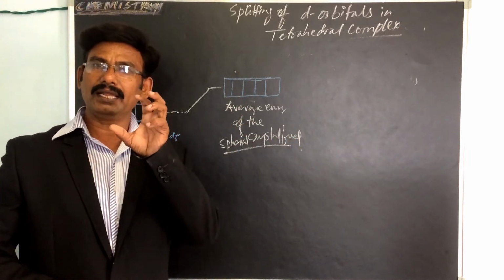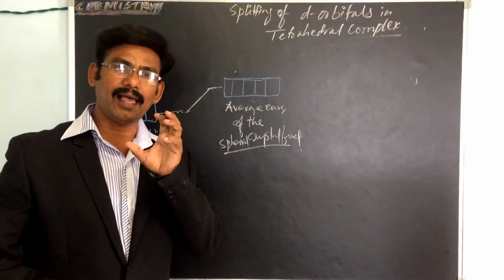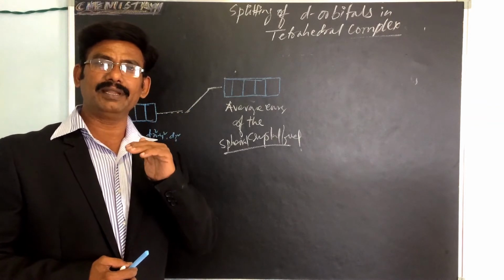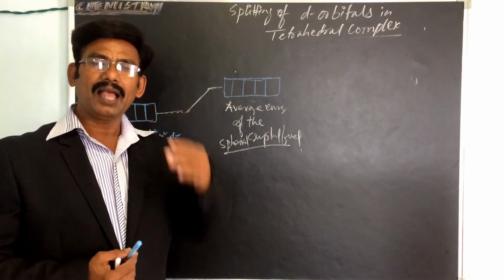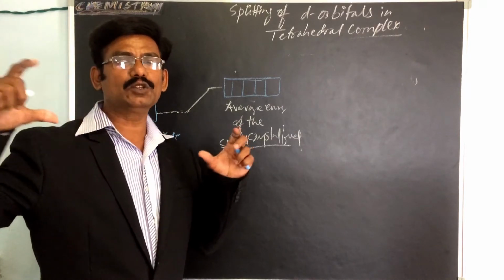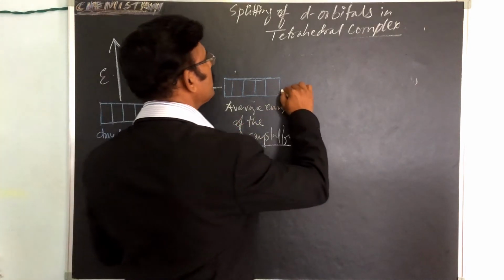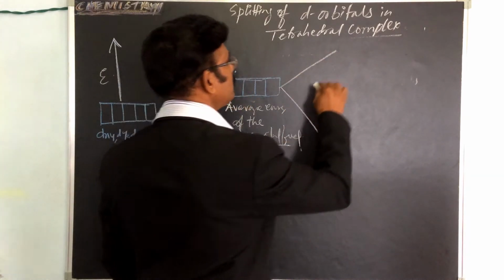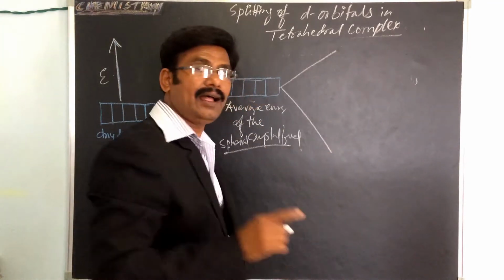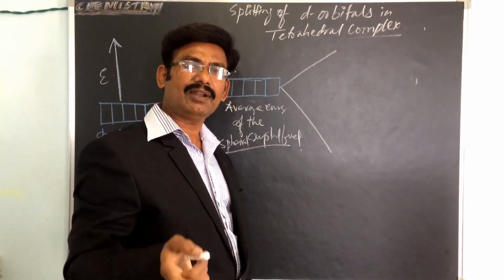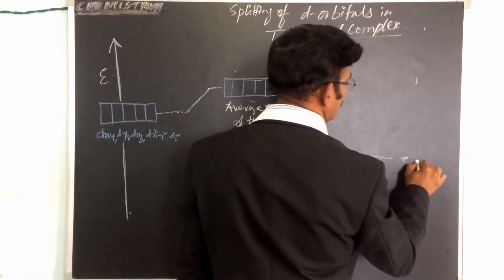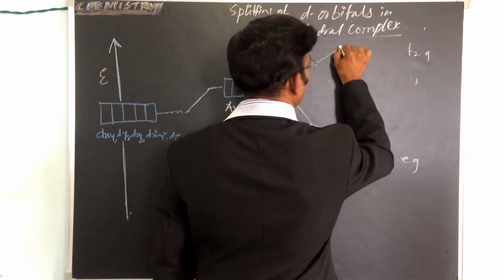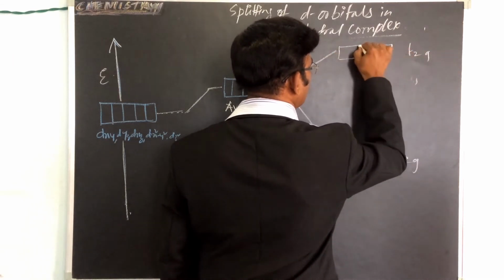First of all, when ligands approach the central metal atom, the degenerate d orbitals are slowly raised up and then start to split into two sets. One is the T2g, another one is the Eg. So for T2g, we know what the three orbitals are.